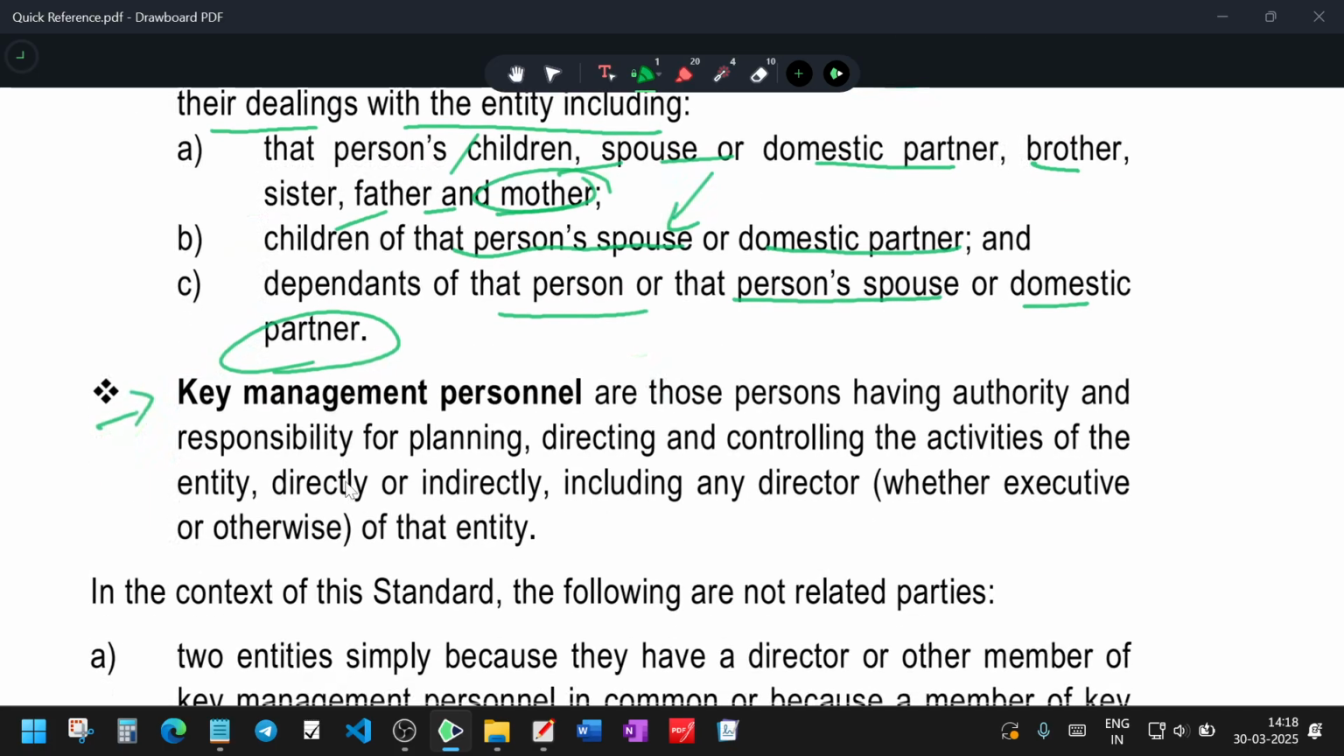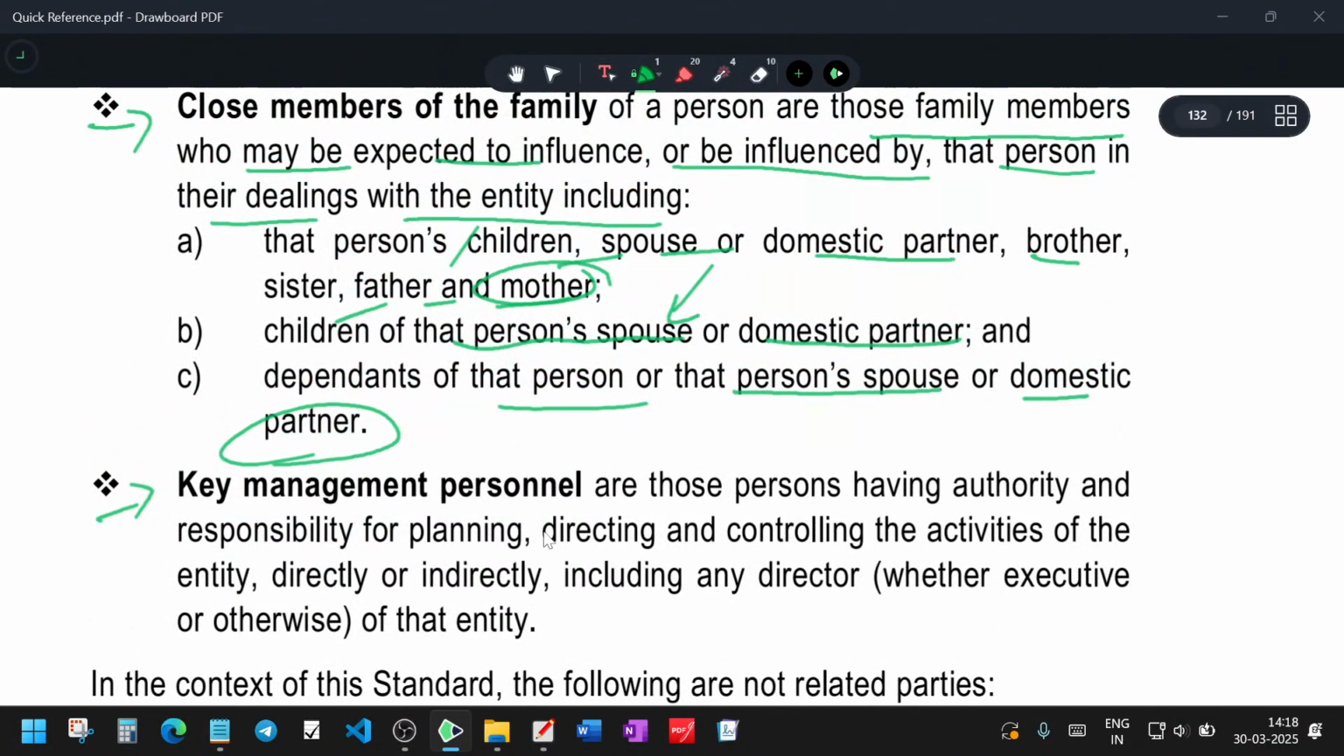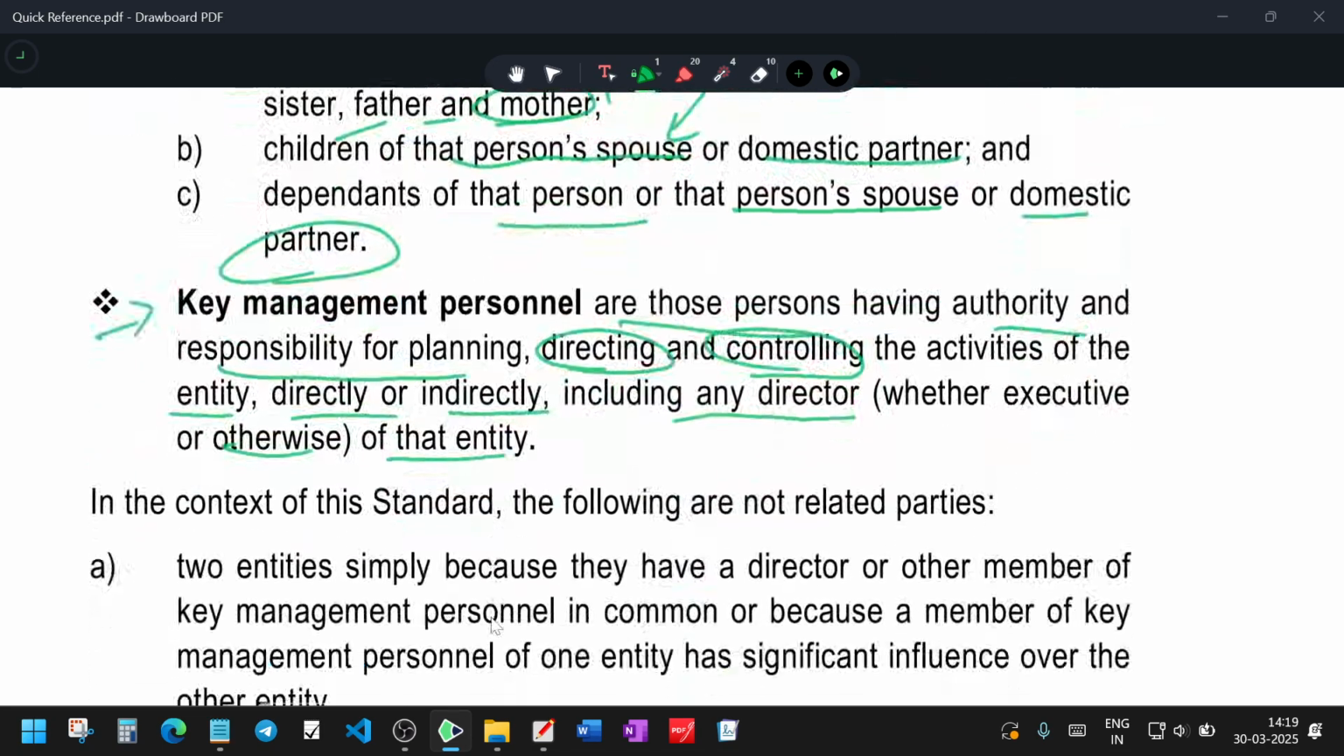Then that is also even worse. A key management person is a person having authority and responsibility for planning, directing, and controlling the activities of the entity, directly or indirectly, including any director, whether executive or otherwise, of the entity. So the key directors usually control the activities, whether directly or indirectly. This includes any director or board of directors. There may be two or three directors, or one director, but they influence the company. Then that is a related party.